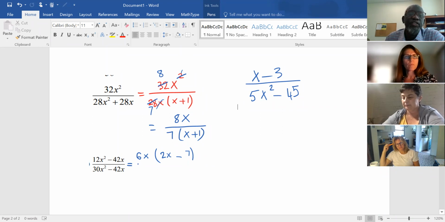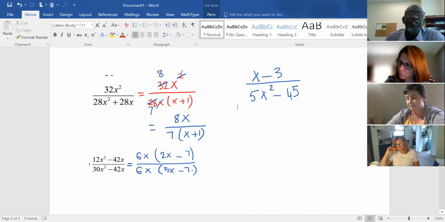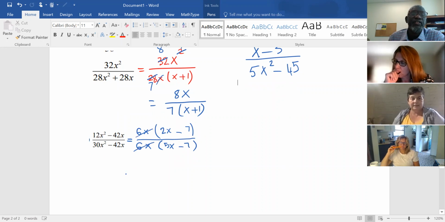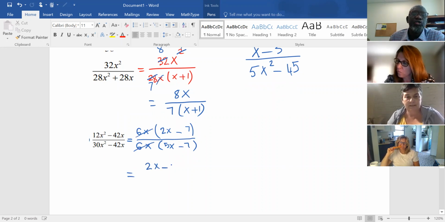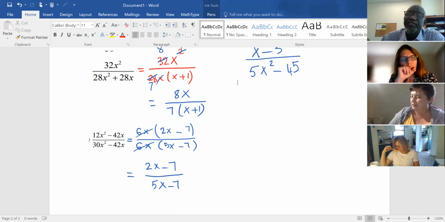So, and then over, what is the GCF at the bottom? Also 6x, right? Now what do you have left? 5x minus 7, right? Now what can we cross out? The 6x. So we have 2x minus 7 over 5x minus 7, and that is it. That is our final answer here. We don't do any more crossings now. All right.